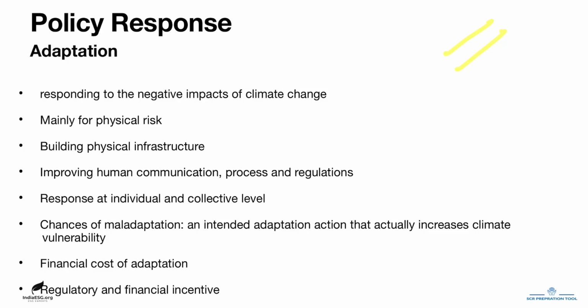Now in this slide we are going to see our policy response. The response to climate change can be broadly classified into three categories, mainly adaptation, mitigation and geoengineering. Adaptation means responding to the negative impacts of climate change. So if climate change causes sea level to rise, then an adaptive response would be to build sea walls or relocate communities away from the encroaching sea.